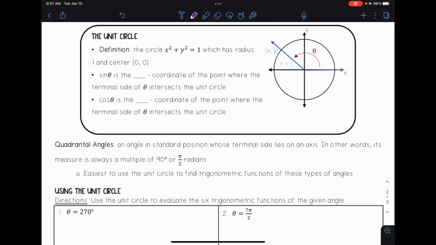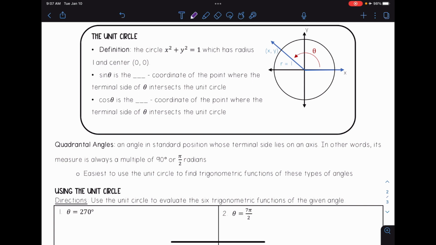In this video, we're going to be looking at using the unit circle to evaluate the 6 trigonometric functions. So first, for a definition, the circle x squared plus y squared equals 1, which has radius 1 and center (0, 0), is the unit circle, and we see that here. So our radius basically is 1, and it's a circle that is created from that.